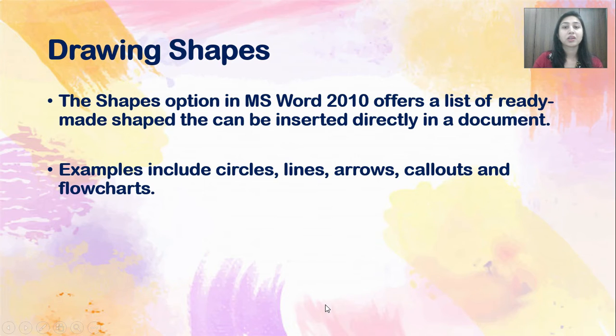Now students, our next and last topic of this chapter is drawing shapes. The shapes option in MS Word 2010 offers a list of ready-made shapes that can be inserted directly in a document. Examples include circles, lines, arrows, callouts, and flowcharts. So using all these options, you can add ready-made shapes in your document.